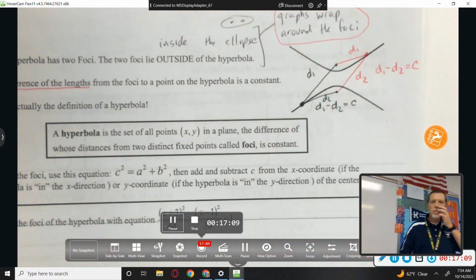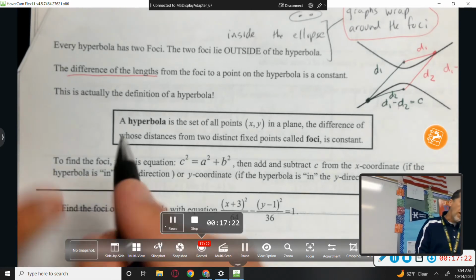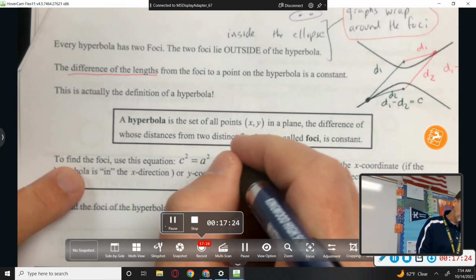Any point you pick, d1 minus d2 is a constant. You don't need to know that. It would be hard to write a test question on that anyway. To find the foci, use this equation.